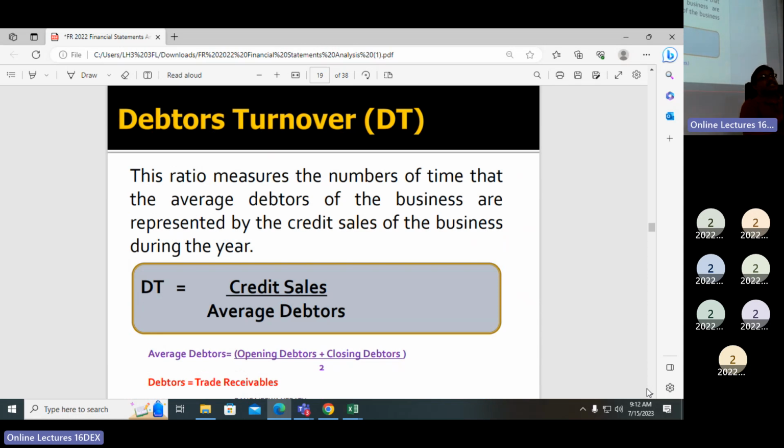Likewise there is debtors turnover. Debtors turnover is credit sales divided by average debtors. How many times the average debtors is represented in your credit sales? So when a business makes credit sales, what is favorable to the business? Having a very high amount of trade debtors, or having low trade debtors on average?